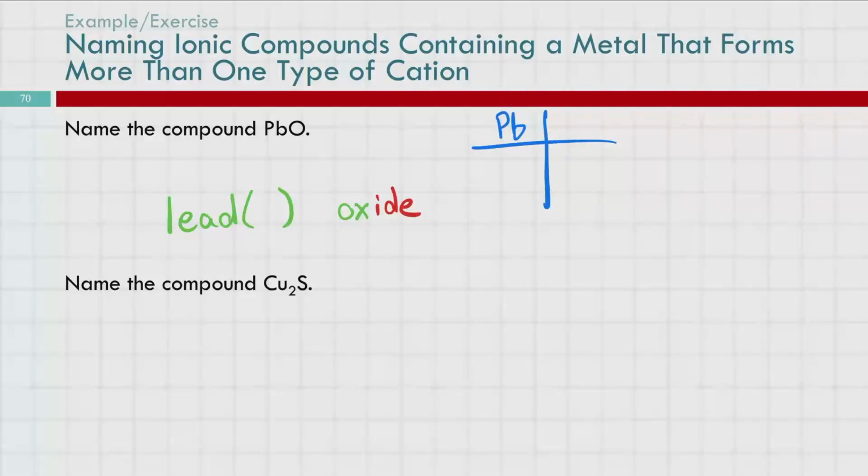We've got 1 Pb, we've got 1 O, oxygen's still a 2 negative, it's always a 2 negative. We've got a total of a 2 negative charge. What charge do we need for our lead? We need a 2 plus, so it's lead 2 oxide. The other name, plumbous oxide.